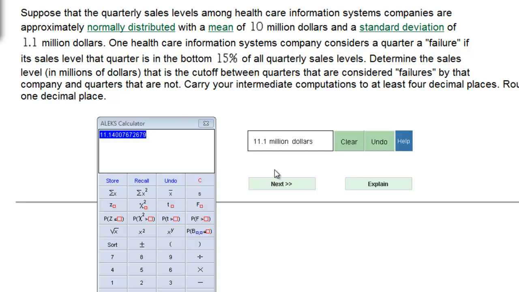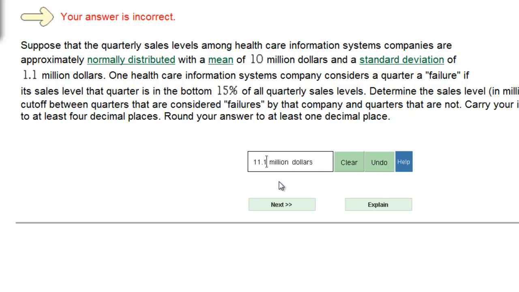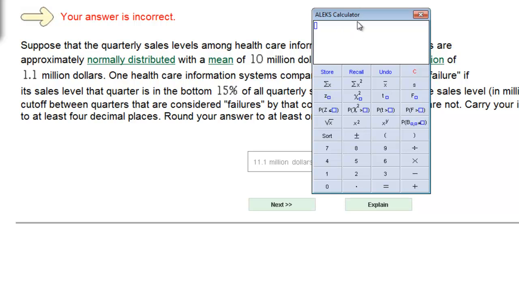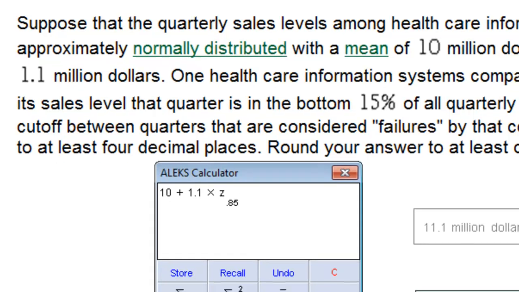And that's it. Okay? I hope that is helpful to you. Oh, where'd I mess up? Oh, it's the bottom 15%. I even pointed that out at the beginning of the problem, but I forgot to do it. So what I should have done in the calculator is 10 plus 1.1 times z of, bottom 15% is the top 85%. Okay? You do the complement. And I'm going to put that in there.